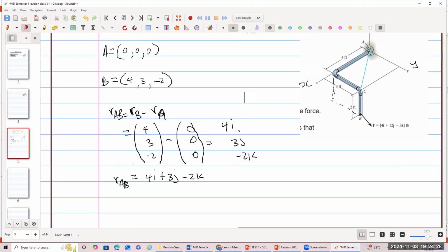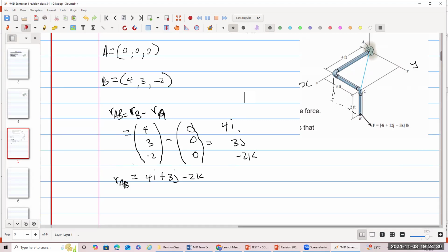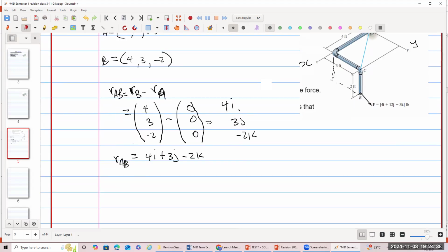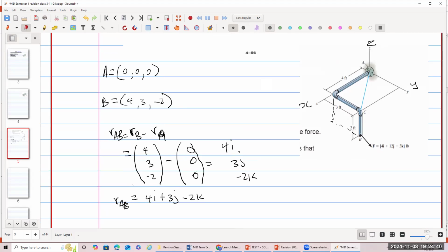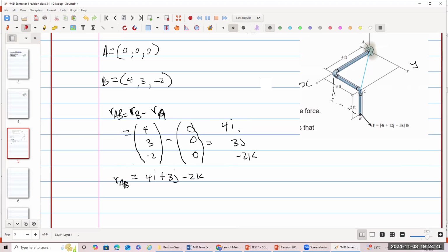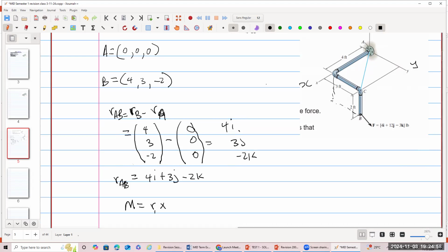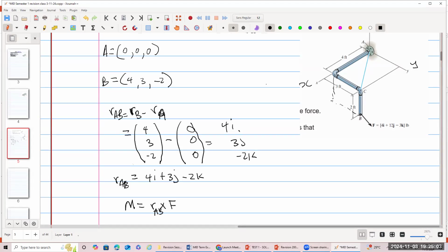Now we have the position vector, and we can apply the moment. We can take the moment, right? But is it finished when we take the moment? What about the axis that you're going to take it about? Is it not the triple product that we are working with? Everybody remember what the triple product is? The moment is typically R times, in this case RAB times F.